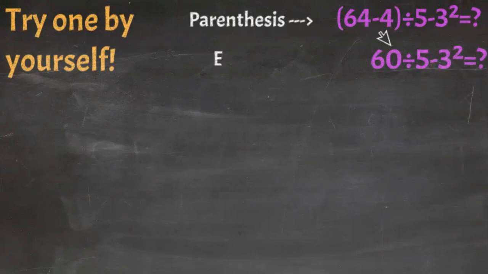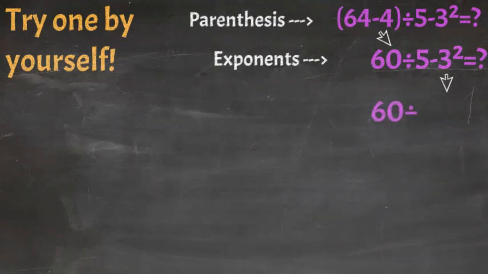Now we have to look for exponents. And there's 3 squared, so that's an exponent. We must do that first. So 3 squared is equal to 9. So we're going to replace the 3 squared with 9. So now our new equation is 60 divided by 5 minus 9.